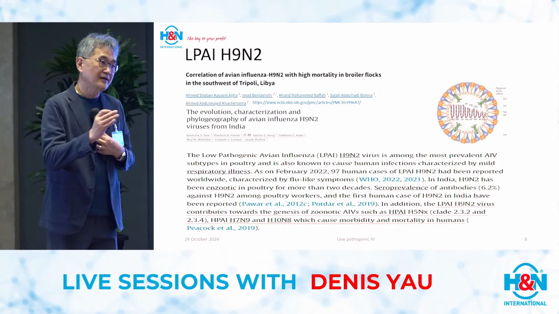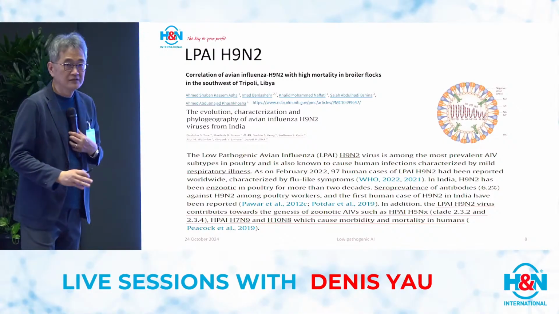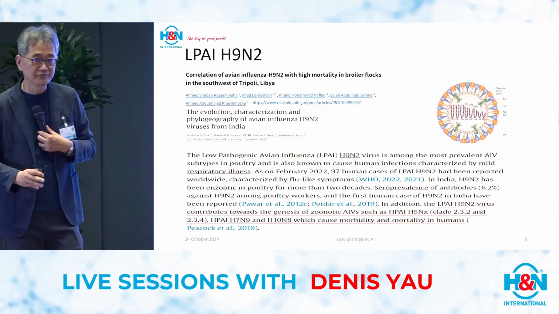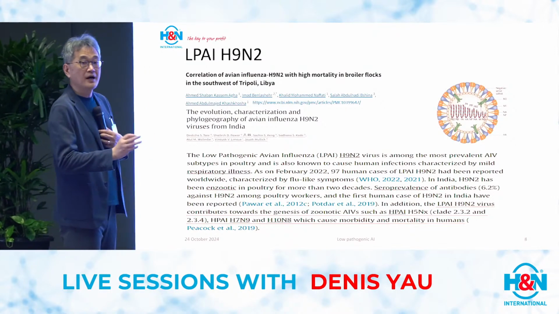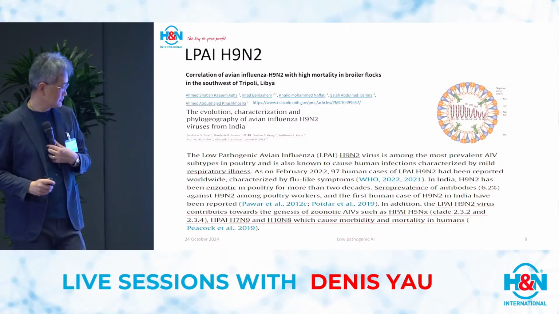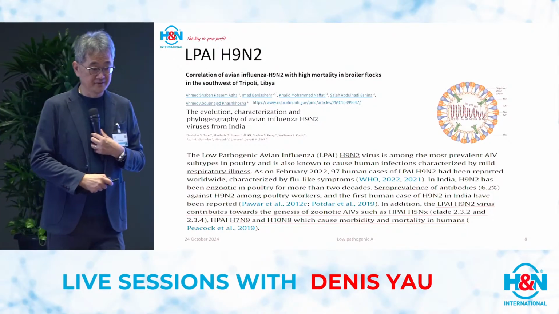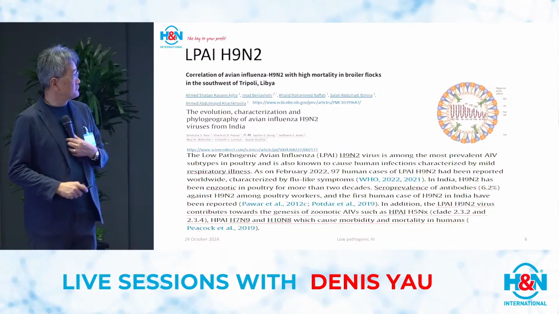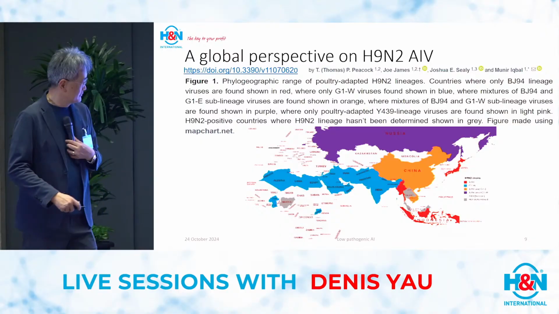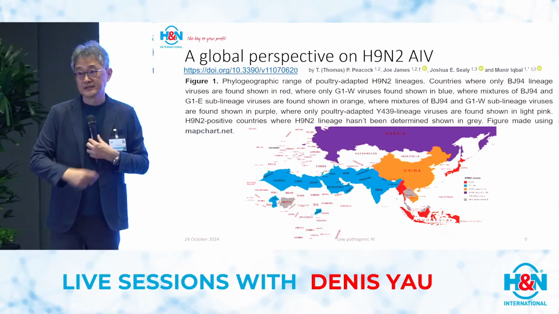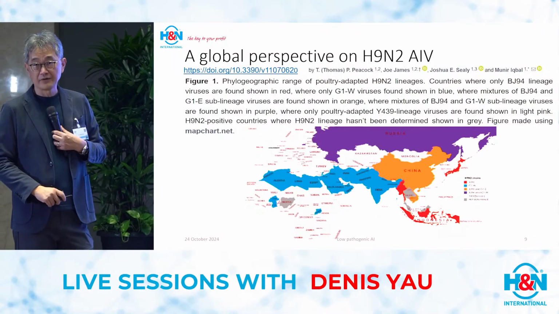So when you find H5 or H7 N-something with clade 2.3.2, 2.3.1, or 1.4, most of those isolates share part of the genes from the H9N2. So this is something very common. And if you look in other papers, you see here, this is the global situation. With all the colors here, you see how it spread.